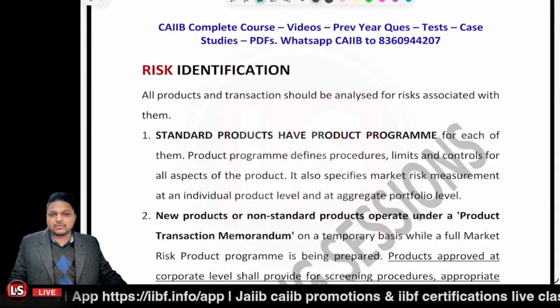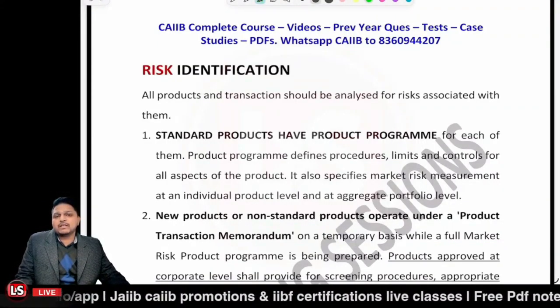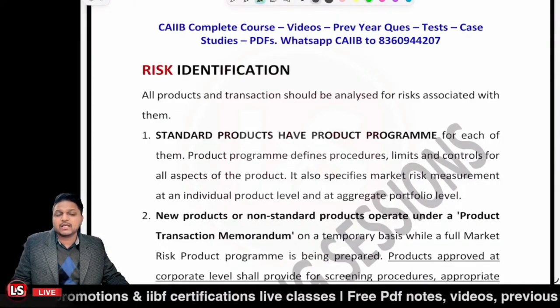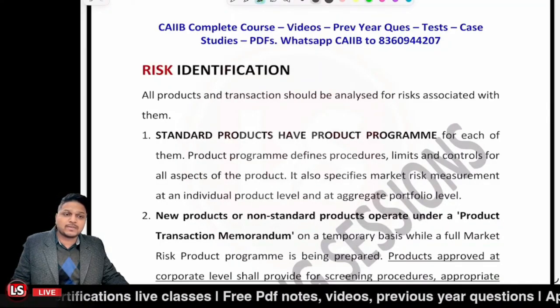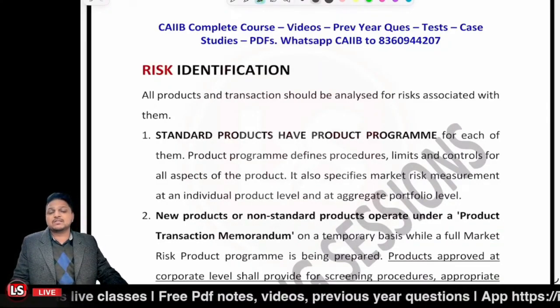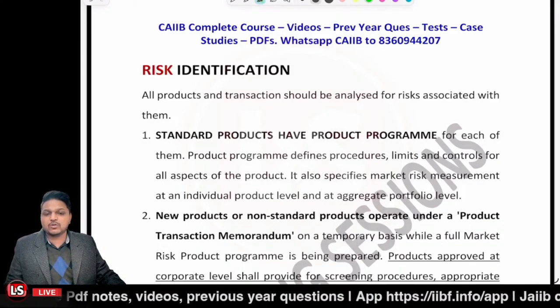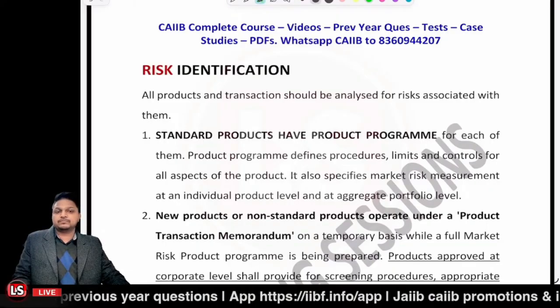Risk identification. First thing, it's related to whatsoever the different products are there or whatsoever the transactions that we are going to do. We should be analyzing those transactions so as to look into the different risks which may be associated with them.